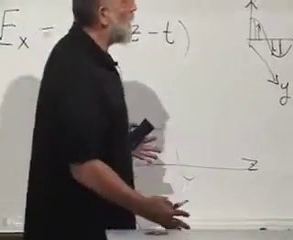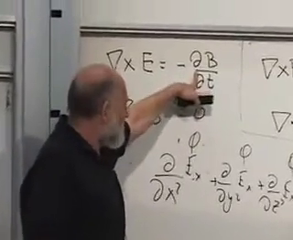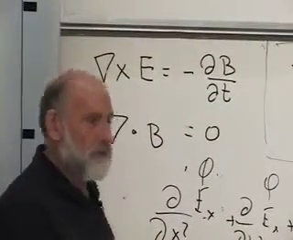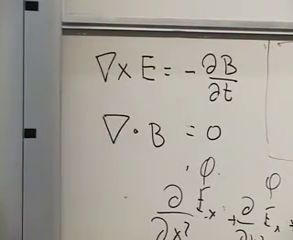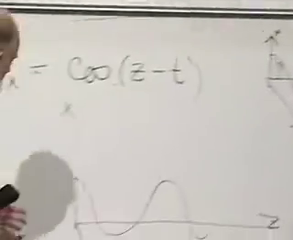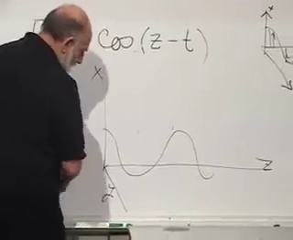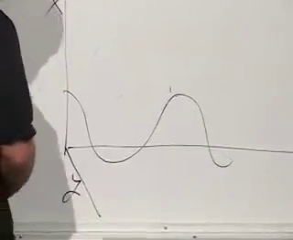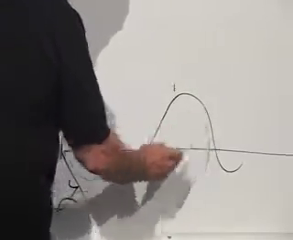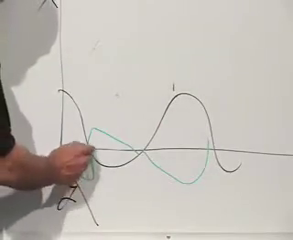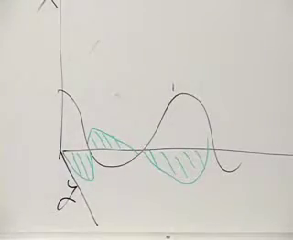Why is the magnetic field along the y-axis? Because its time derivative is along the y-axis. If the time derivative is along the y-axis, the field itself must be along the y-axis. So we see then that the magnetic field, let's draw the magnetic field in green, lies perpendicular. Let's see if we can draw it. Here's the magnetic field. Here's the electric field.